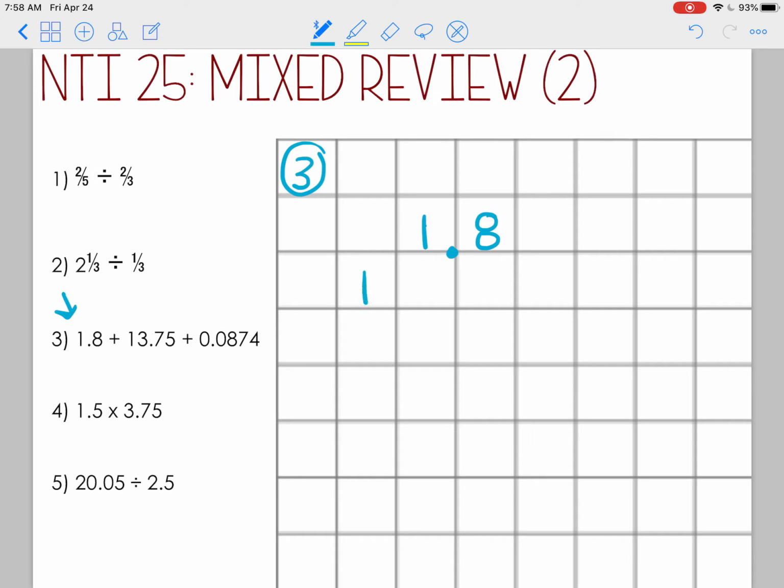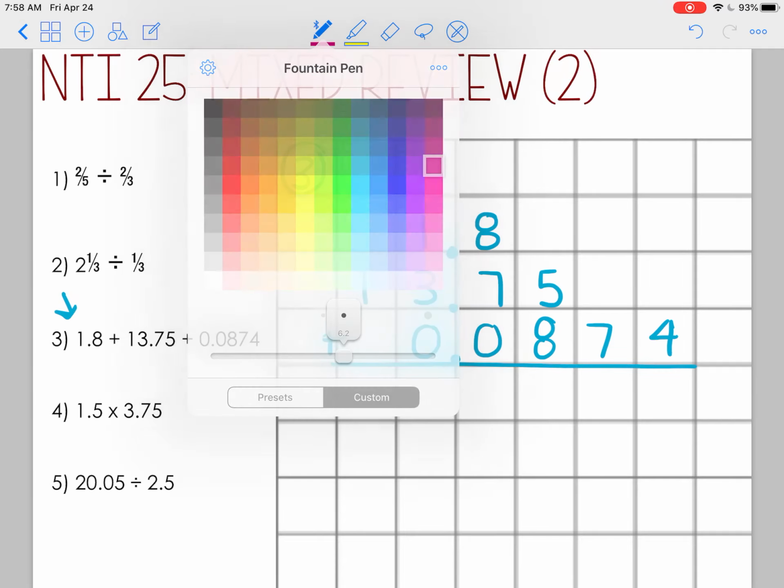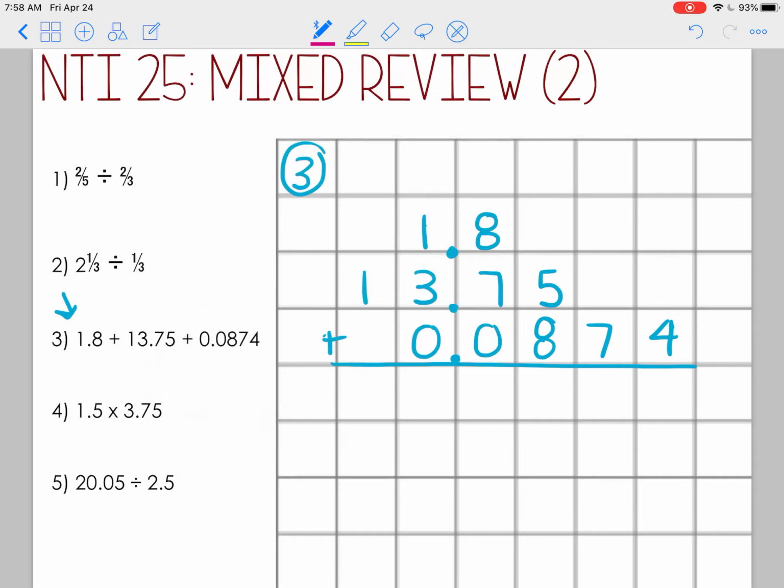So then I have 13.75, and I have 0.0874. I'm going to add all of those up. Now, after we line up our decimal points, the next thing that we're going to do is put in some zeros as placeholders so it's easy to see and just add straight down the columns.